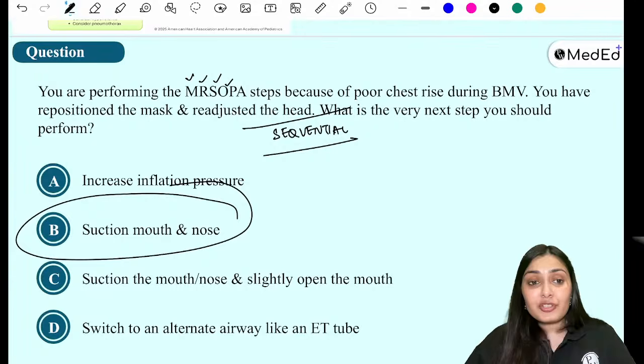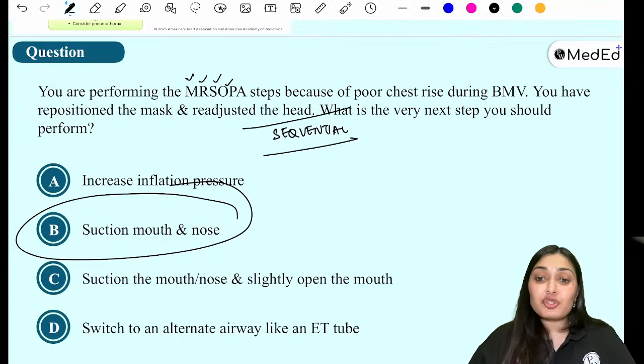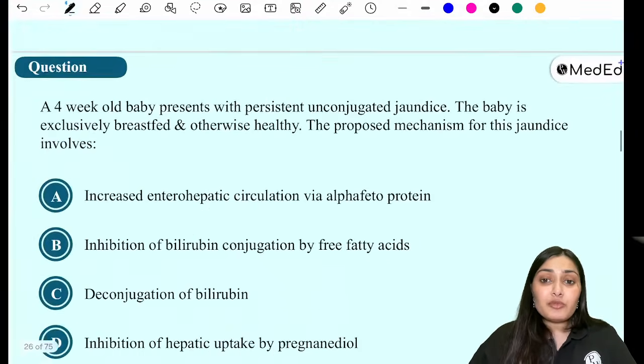Ayush is right, Dheeraj is right. Answer is B, suction mouth and nose. Now let's move to the next question.